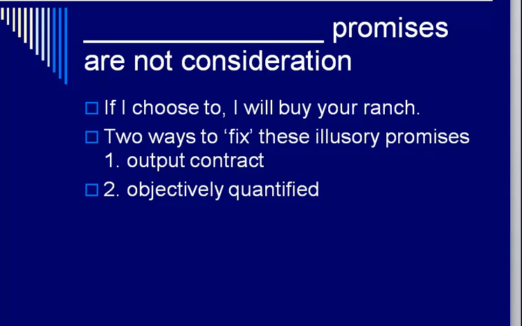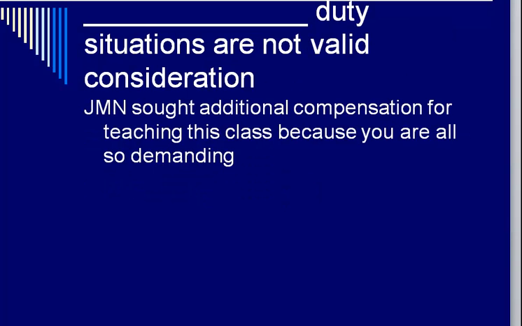Another way you can fix an illusory promise is to make it objectively quantifiable. So, for example, if I said, I will buy your stock at current market price, even though we don't have a price, current market price is something that could be quantified objectively. So it fixes something that's really squishy into something that is a little more concrete. So that's the point of that slide.